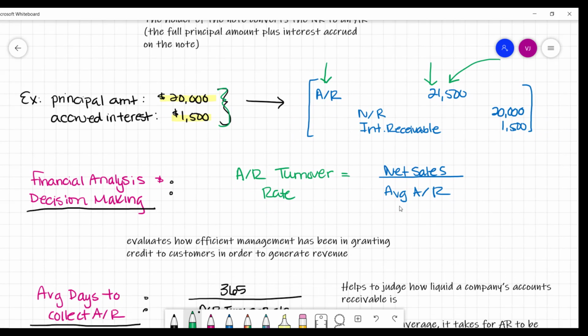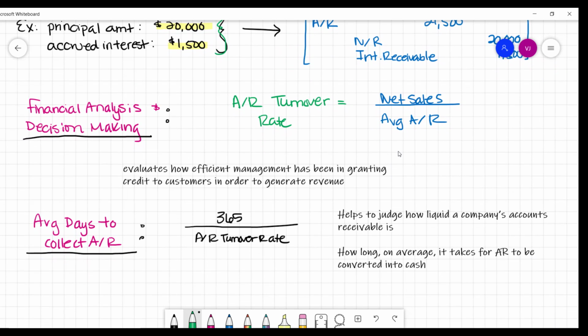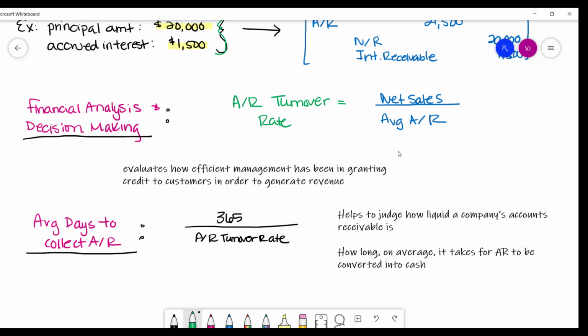And then finally, financial analysis and decision making. So we learn about another financial ratio here, and it's accounts receivable turnover rate. So we already learned about inventory turnover, so now we're learning about accounts receivable turnover. So to calculate this, we take net sales for the year and divide it by average accounts receivable for the year. And really, this turnover rate evaluates how efficiently management has been granting credit to customers to generate revenue.